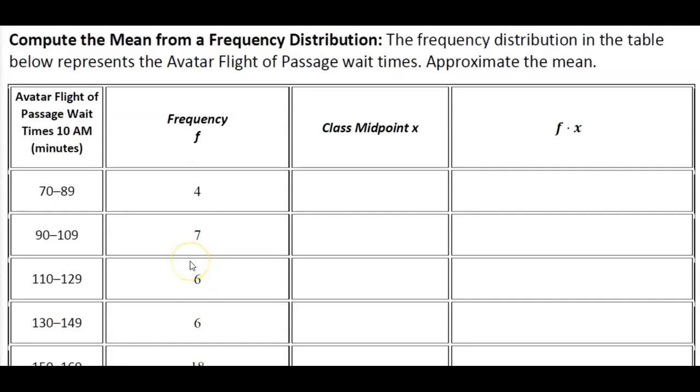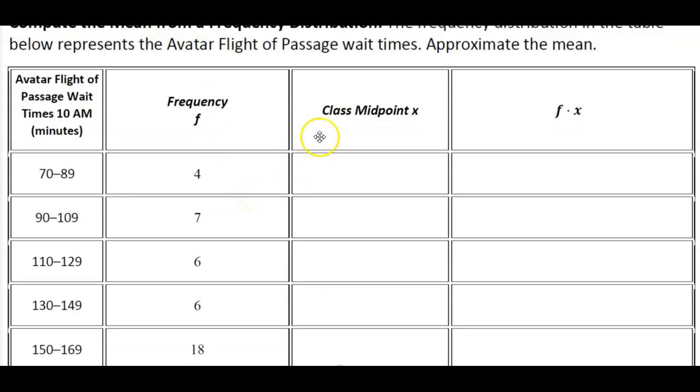So this is a little different than just computing the mean, because this is a frequency distribution. We don't have all the specific data. We just know that there are 4 numbers that fall within this class. So it's a little different on how we're supposed to compute the mean. The first thing we want to do is find the class midpoint. The class midpoint is taking the lower class limit and the upper class limit, adding them, and then dividing by 2. So if we take 70 plus 89 and divide it by 2, that gives us 79.5.